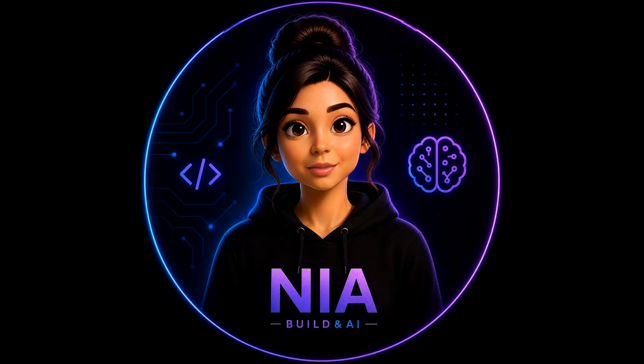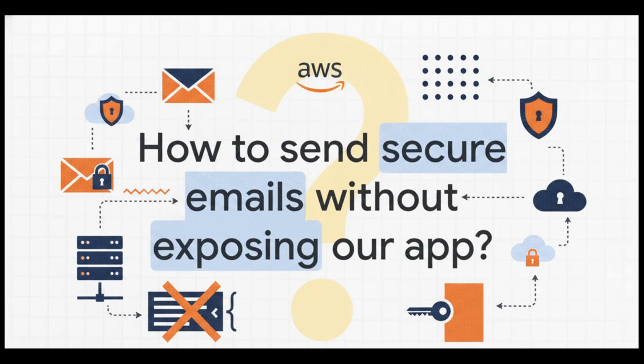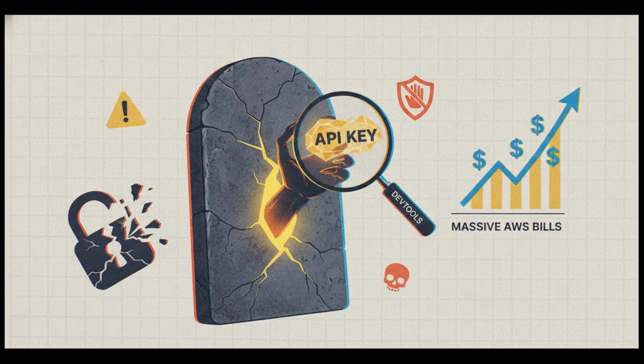Let's get into it. So think about this for a second. How exactly do we send transactional emails from our app without making the absolute catastrophic mistake of leaking our AWS access keys to the entire internet? It's a huge question. And that brings us to the golden rule. It is carved in stone, and we absolutely need to remember it with extreme urgency. Never, ever put your API keys in the front end, period.